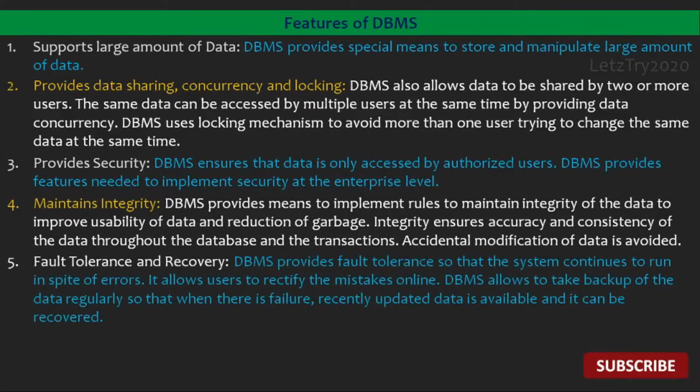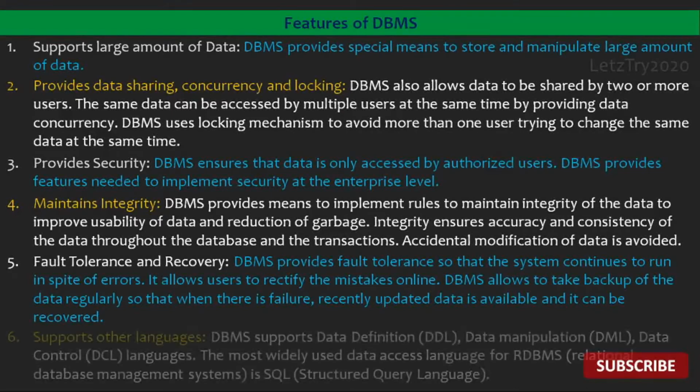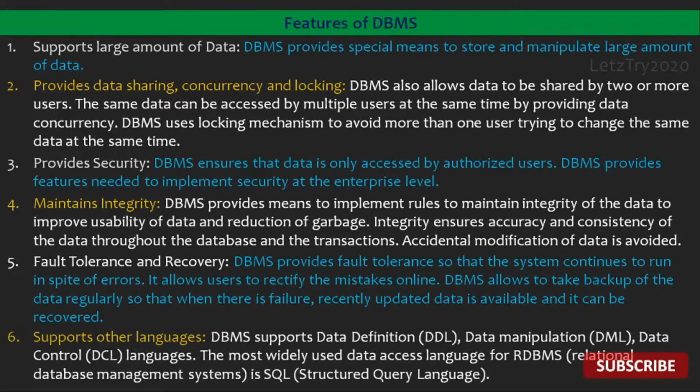Fifth one, fault tolerance and recovery. DBMS provides fault tolerance so that the system continues to run in spite of errors. It allows users to rectify the mistakes online. DBMS allows to take backup of the data regularly so that when there is a failure, recently updated data is available and it can be recovered. Sixth one, supports other languages. DBMS supports data definition, data manipulation, data control languages. The most widely used data access language for RDBMS, that is Relational Database Management System, is SQL or Structured Query Language.